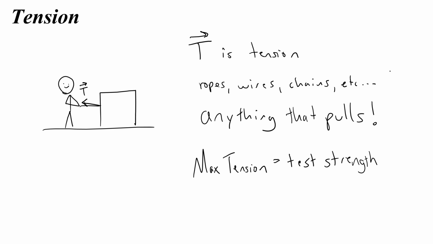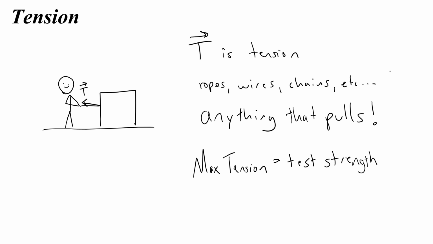The test strength of a wire. Like a fishing wire usually has a certain test in pounds of force, meaning that if you try to apply more than, say, a 100-pound test line, if you try to apply more than 100 pounds of force with that line, it's likely to break. And they've tested to figure out how strong it is, meaning how much it can pull with before breaking.